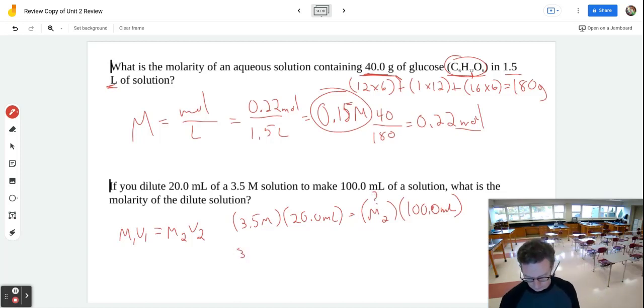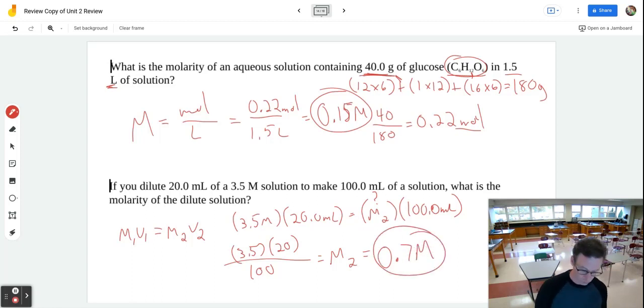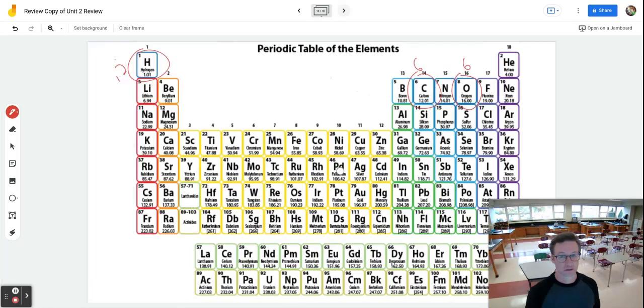So I would do 3.5 times 20 divided by 100 equals M2. And when I do that math, I get 0.7 molar solution at the end. So you'll get 3 out of the 4 here. Remember, for the dilution equation, the milliliters versus liters doesn't matter. Molarity has to be in liters, but dilution, if you start in milliliters, you end in milliliters, and that's fine. You don't have to convert it to liters.